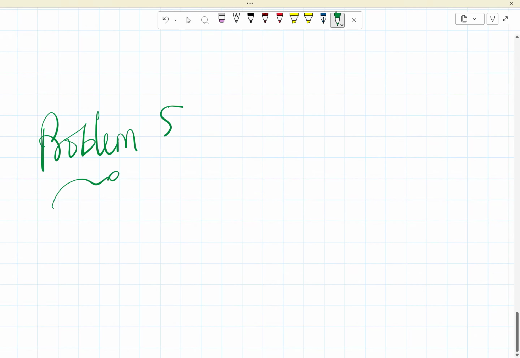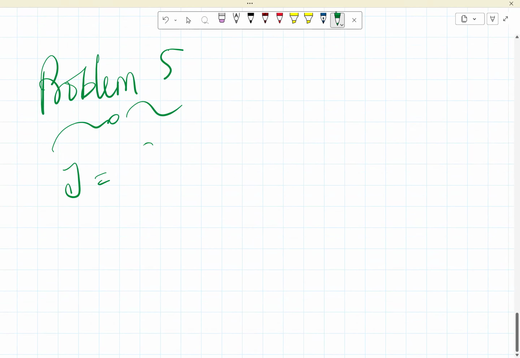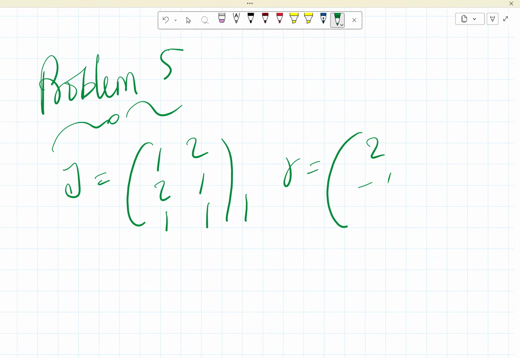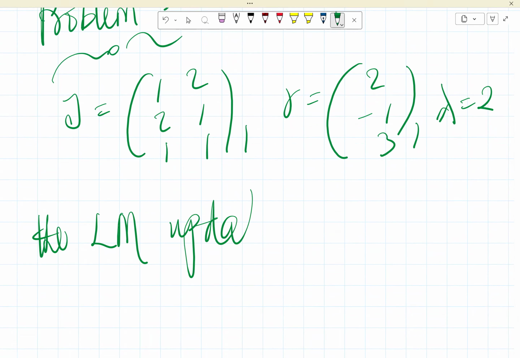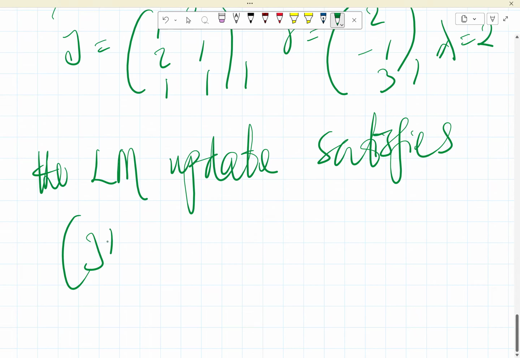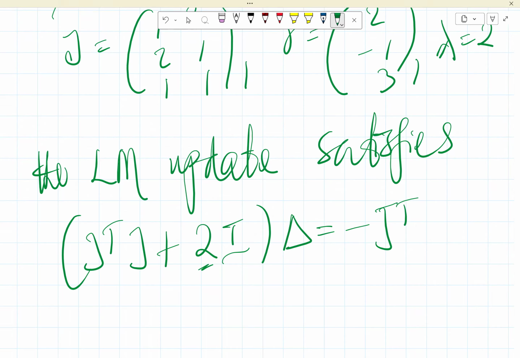Problem 5. For problem 5 now, we have J as 1, 2, 2, 1, 1, 1, and R, the residual, is 2, minus 1, 3. Then we have lambda to be 2. The damping parameter is 2. With that in place, we know that the Levenberg-Marquardt update satisfies J transpose J plus 2I, which is our damping parameter, times delta equals minus J transpose R.